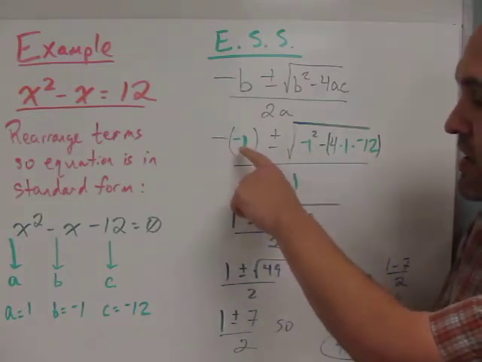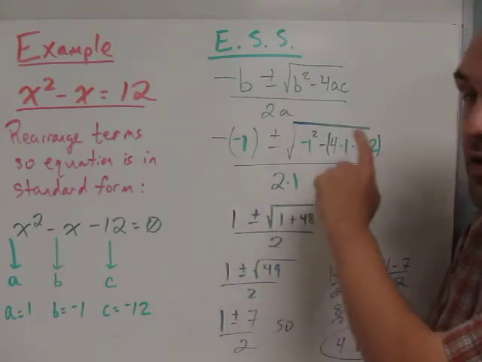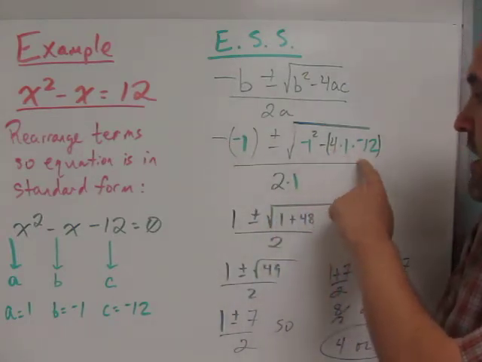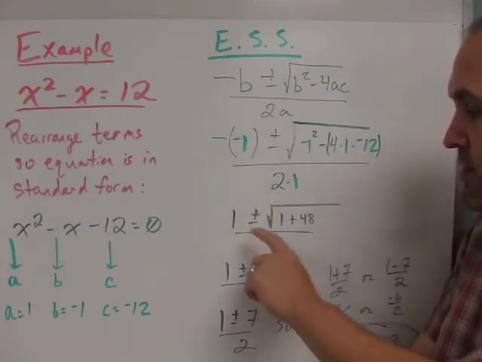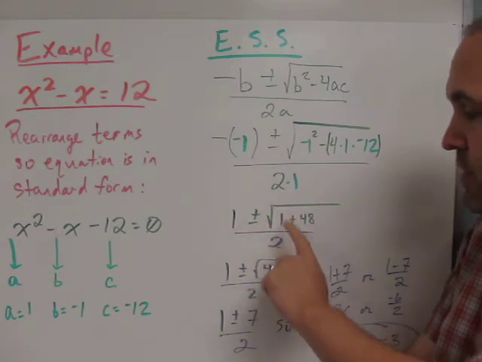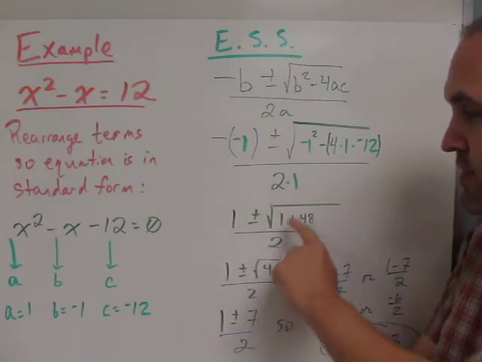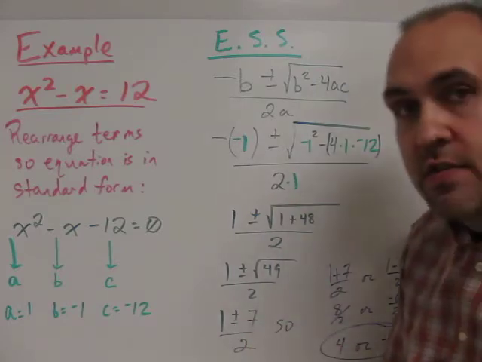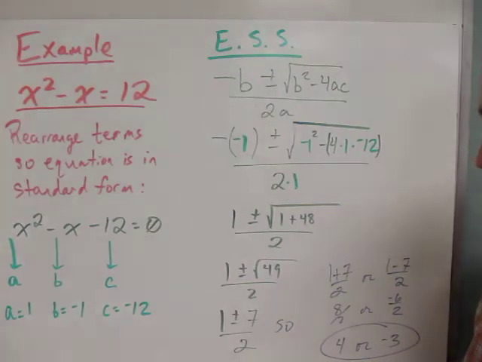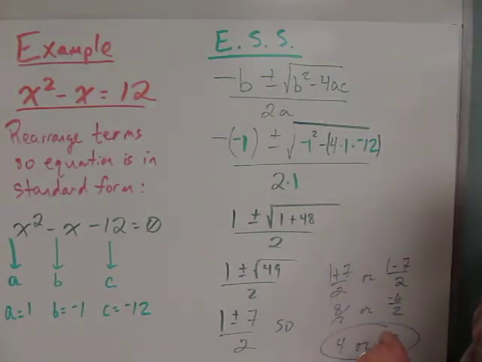So minus negative 1 is positive 1. Negative 1 squared is 1. 4 times 1 times negative 12 is negative 48, but then we're subtracting that, so it's positive 48. So this reduces down to 1 plus or minus the square root of 49, divided by 2. It's 2a on the bottom. Which means that it's 1 plus or minus 7, because 7 is the square root of 49, divided by 2. So I either add 7 to 1 and divide by 2, or I subtract 7 from 1 and divide by 2. And then I get 8 over 2 or negative 6 over 2. And so my solutions for that equation are these two down here, 4 or negative 3.